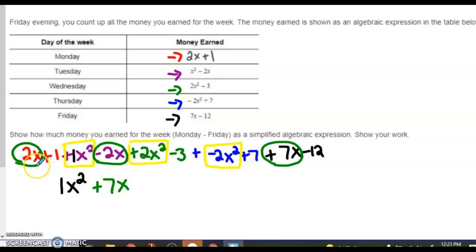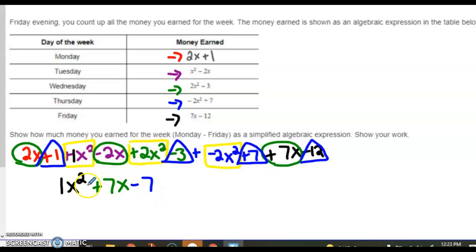And then the last thing I'm going to do is my numbers, just plain old numbers. Those are called constants. They don't have any x value with them. And we always keep the sign in front of it. So I have a positive 1 minus 3, that's negative 2. And then negative 2 plus 7 would be positive 5. And then positive 5 minus 12 would be negative 7, I think. Let me put that in the calculator. Yeah, okay.